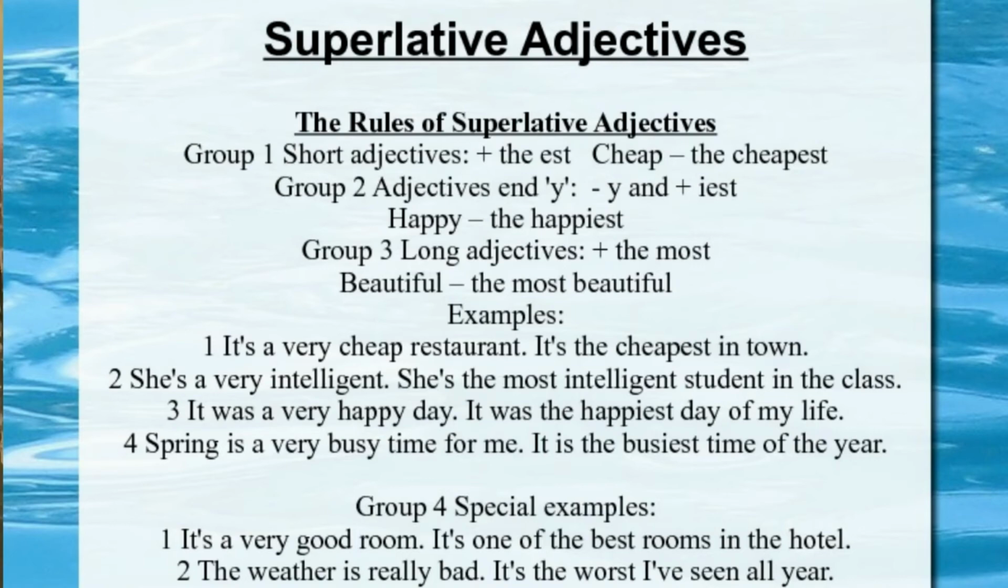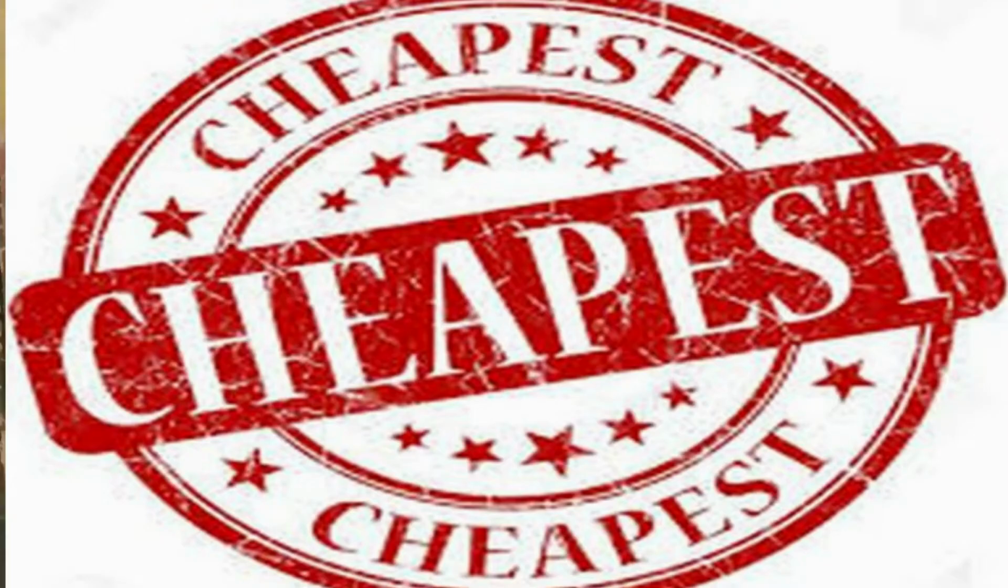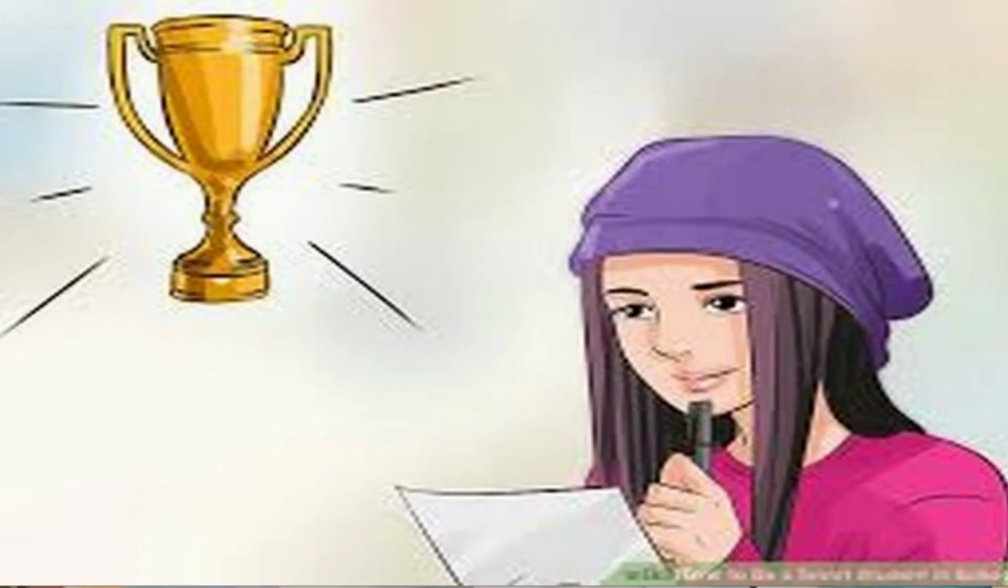Now I want to describe the superlatives by using them in some sentences. So let's have a listen to these. Example number 1. It's a very cheap restaurant. It's the cheapest in town. Number 2. She's a very intelligent student. She is the most intelligent in the class.